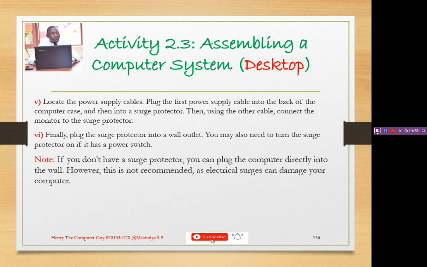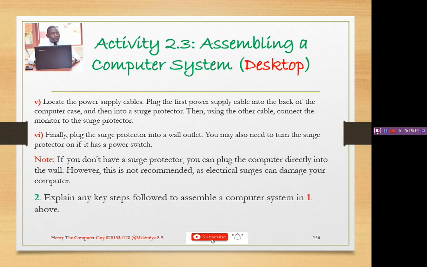Now, they're telling us that note, if you do not have a surge protector, you can plug the computer directly into the wall socket. So it is not always a must that you have a UPS or a surge protector. If you don't have it, then you can connect your computer to the main wall outlet. However, this is not recommended as electrical surges can damage your computer. So you need to buy the surge protector. For example, you can buy a UPS such that it can prevent some of the problems that would have occurred to your computer or components.